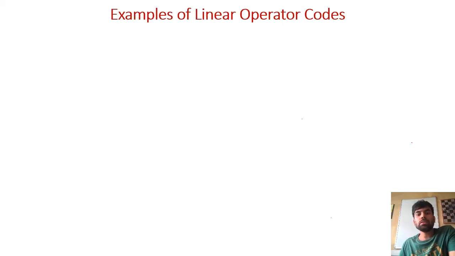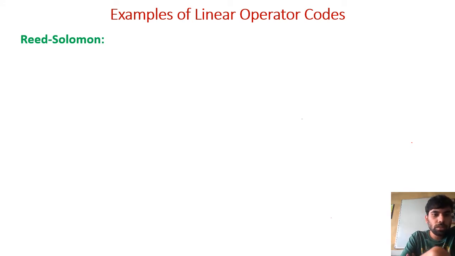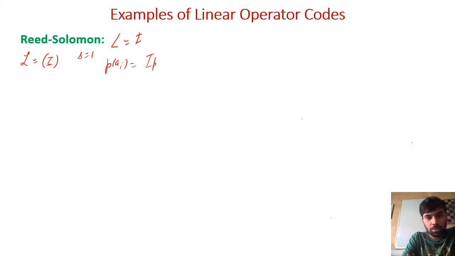So let us now look at some examples of linear operator codes and see how they tie up to previous codes we saw. So the first is the Reed-Solomon family of codes. Well, here the linear operator is just the identity operator, and this collection is nothing but just the identity operator, since here there is no folding, so s is just 1, and that is indeed the case that at a point, whether we give P(ai) or the identity operator applied to P evaluated at ai, it's the same thing.